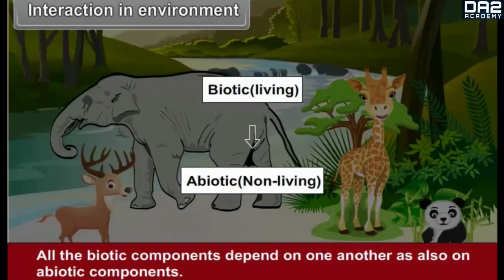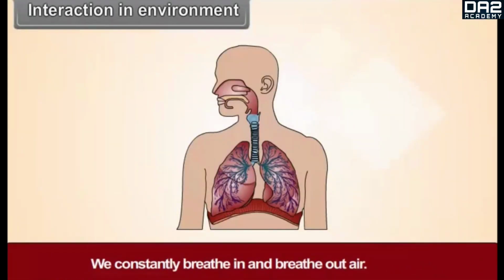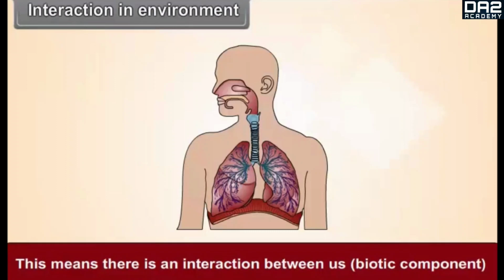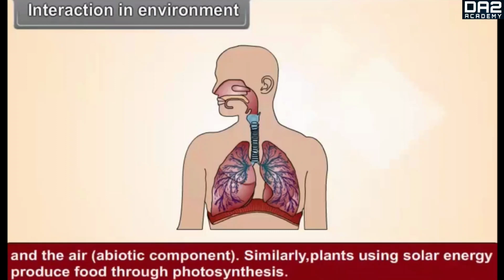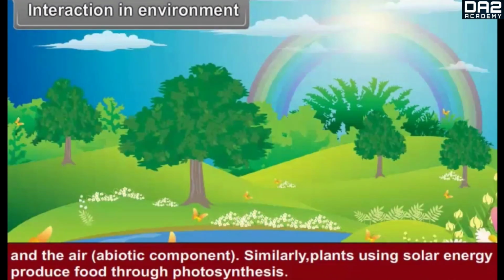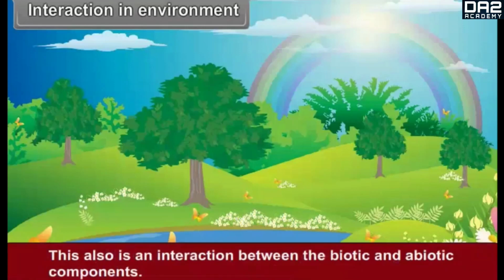We constantly breathe in and breathe out air. This means there is an interaction between us, that is biotic component, and the air, that is abiotic component. Similarly, plants using solar energy produce food through photosynthesis. This also is an interaction between the biotic and abiotic components.